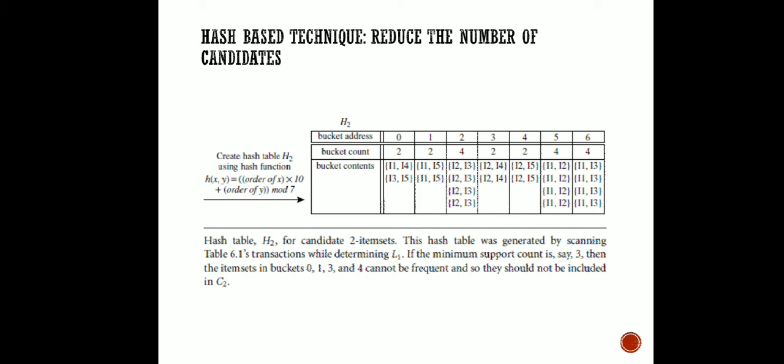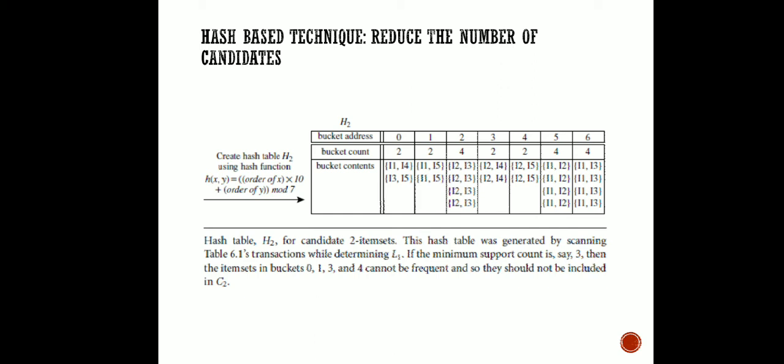Now if we set the minimum support count to be 3, in one iteration we can discard bucket 0, bucket 1, bucket 3, and bucket 4 as well. So now we are left with only bucket 2, and buckets 5 and 6.